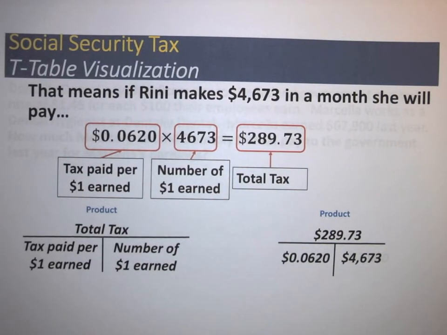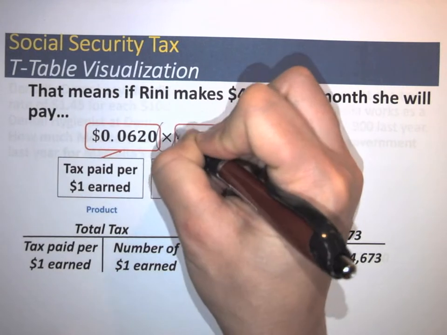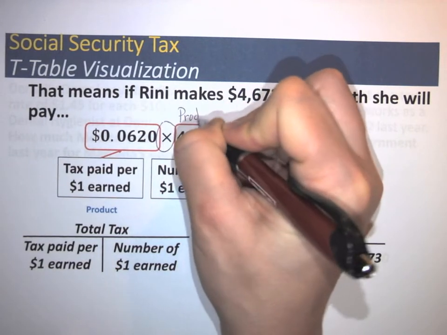And now we can go back to those T-tables that we've already seen because we have a product relationship. Here's our multiplication, and we have a product relationship.